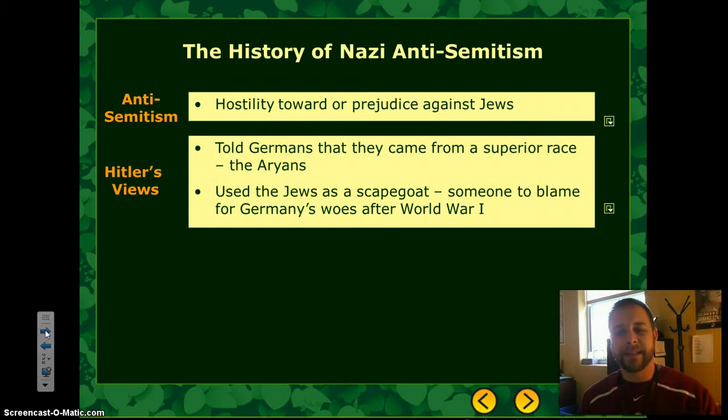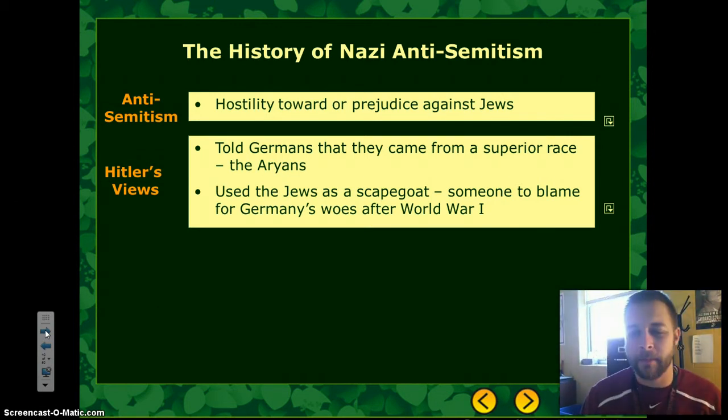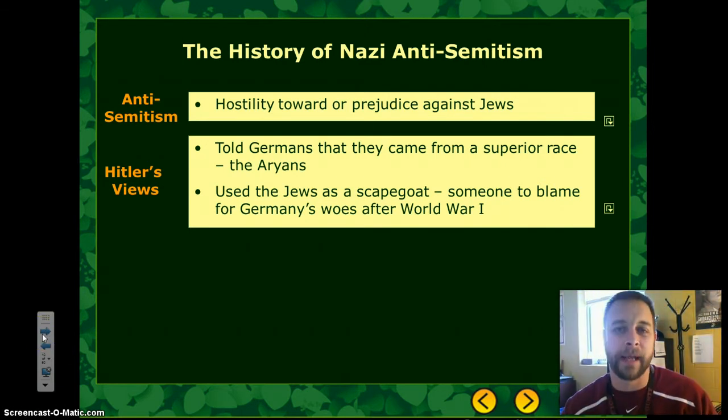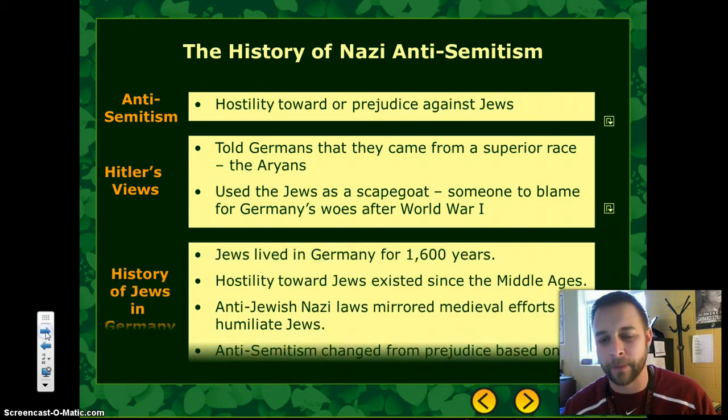Hitler used that existing anti-Semitism and bounced that off with nationalism, telling Germans that they came from a superior race of people called the Aryans. And he also, in Mein Kampf, made Jews the scapegoat for all the problems that had happened after World War I and for the decline of German power.